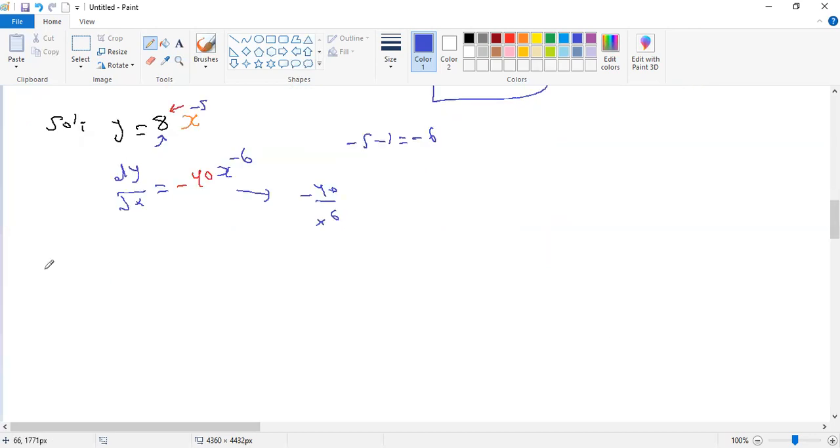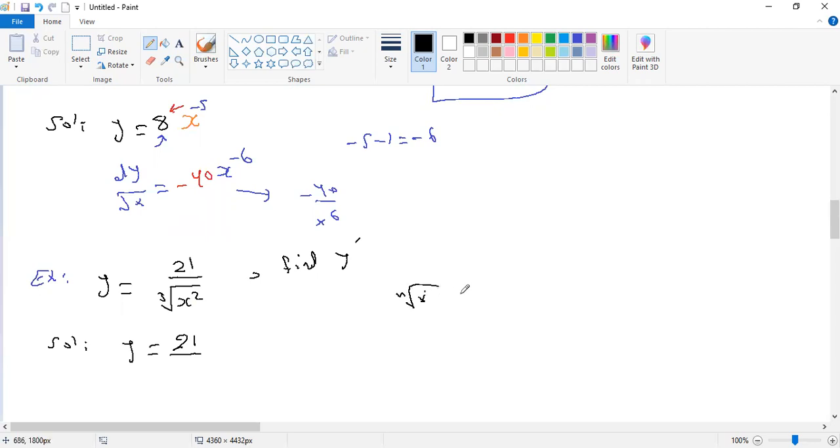Now another example. Let us say y equals 21 over the cubic root of x squared. Now again, the rule is to find y prime. So we have to write it as k, where k is 21, times x. But what about x? Here is a root, so we have to convert it to a rational power. What we said: the nth root of x to the m equals x to the m over n. So I have x to the 2 over 3. This is the first step.